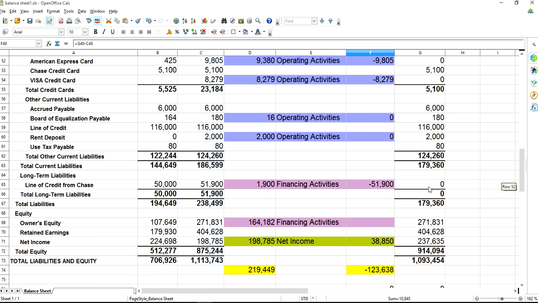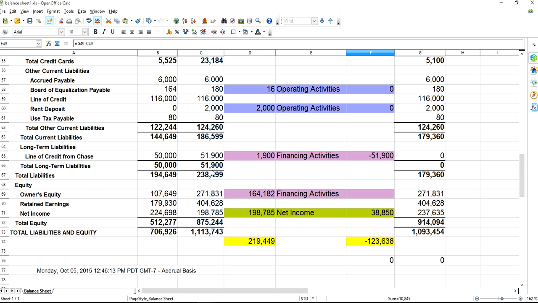And then coming down here is another line of credit from Chase. We're going to pay off that one, so the balance is 0. So this is a financing activity, a negative this time. And then the other one is net income, 38,850. So that's your net income for Q4.